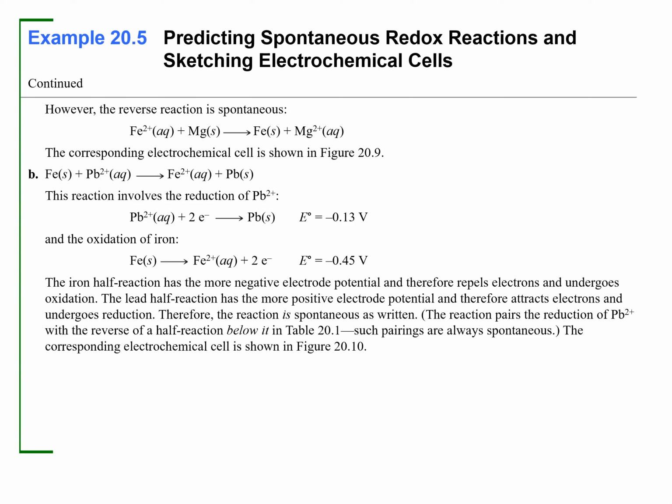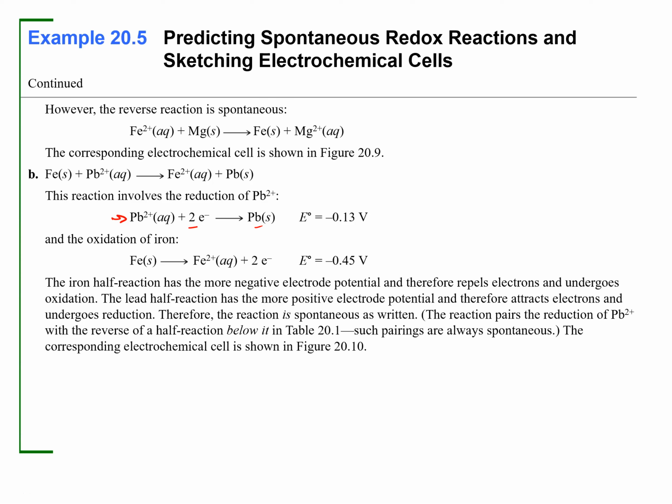So we have solid iron reacting with aqueous lead 2, to form aqueous iron 2 plus solid lead as products. And this reaction is going to involve the reduction of lead 2, because reduction is gain. So lead 2 plus 2 electrons gives us solid lead, and that's going to have a potential of negative 0.13 volts. Iron, solid iron, in this case, would be oxidized to form iron 2 plus 2 electrons. It's going to have a potential of negative 0.45 volts right out the gate.